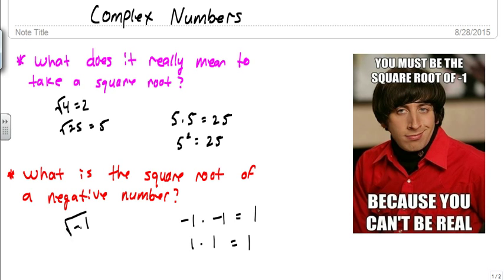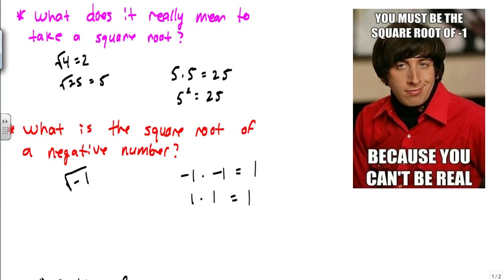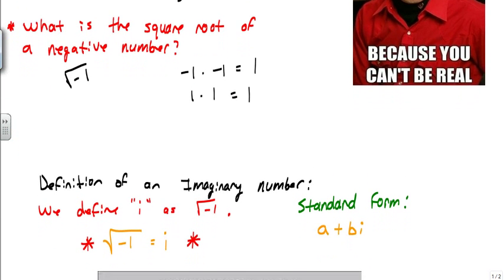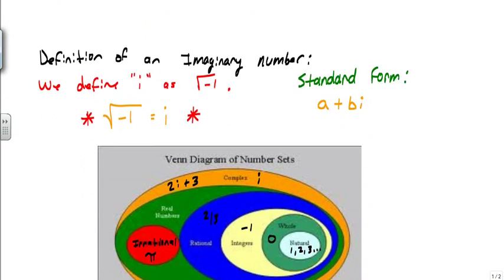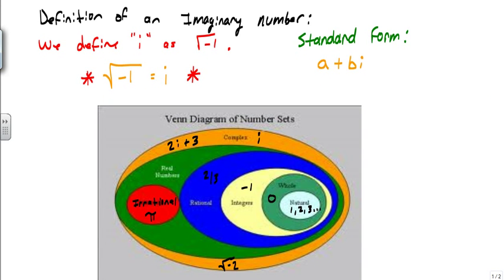You can't take the square root of a negative number by definition until we introduce this new set called imaginary numbers. So what are imaginary numbers? Well, by definition, we define imaginary numbers as i, and i is going to be the square root of negative 1. So we say that the square root of negative 1 equals i. That is the definition. We can't take the square root of negative 1 and get a real counting number we use every day, so we introduce this thing called an imaginary number.